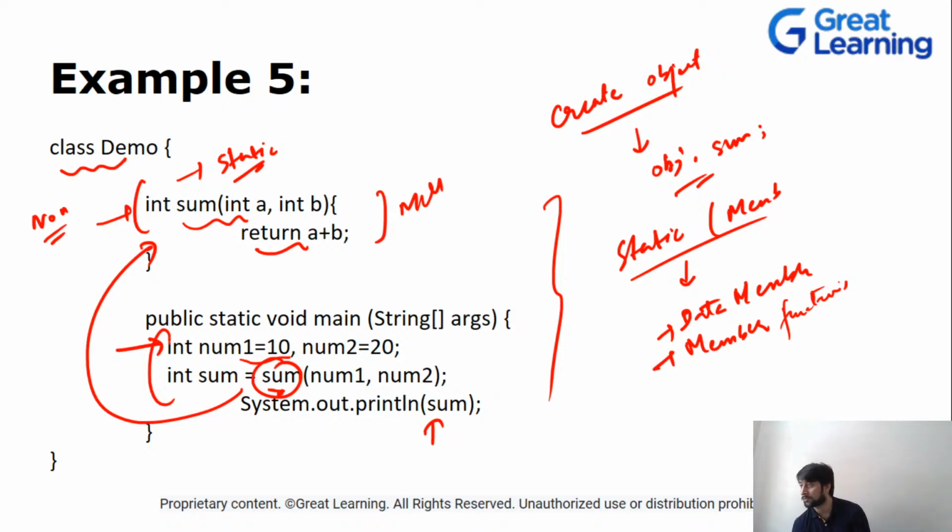Static can't be used with no. Yes, Adil, correct. So when I'm defining anything as static, static members do not belong to an object, they belong to a class. This is very important.